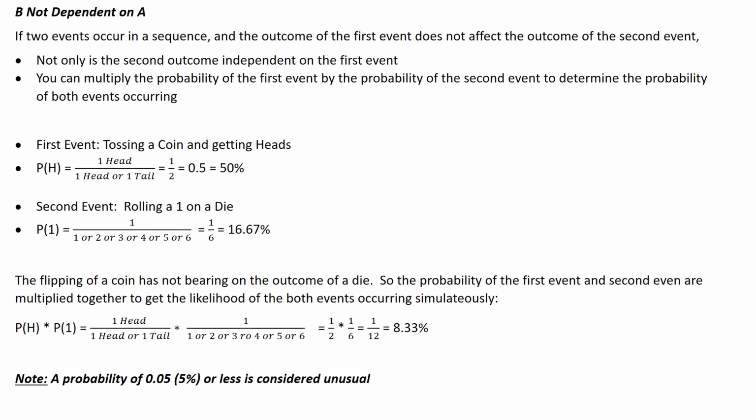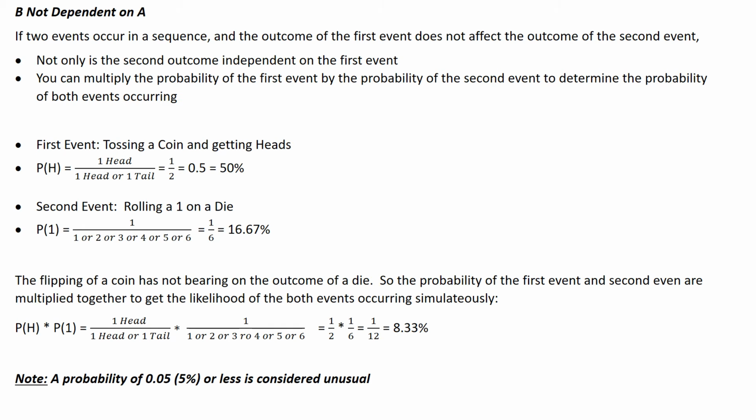Now, what if B is not dependent on A? This is where we talk about tossing a coin and getting heads, and rolling a die and getting a 1. As I said a few minutes ago, the one component has no effect on the other. What's the likelihood of tossing a coin and getting heads? What's 1 out of 2? 50%. There is a head or a tail, so that is 2 possibilities. You get a head, that's 1 out of those 2, so it's 50%.